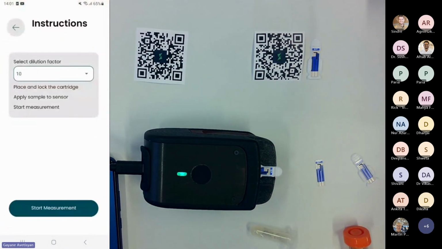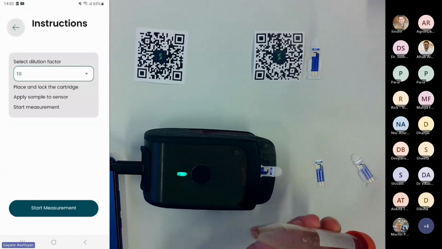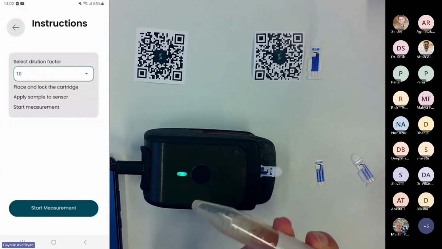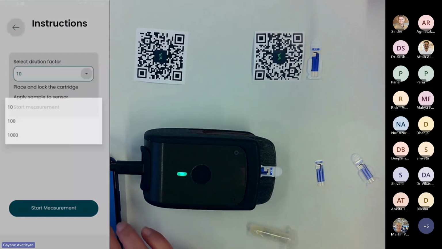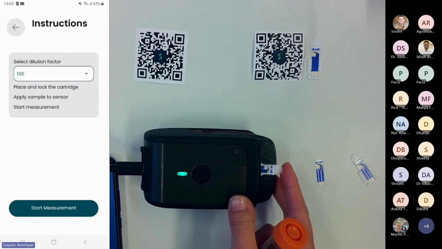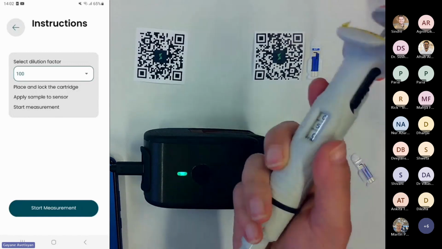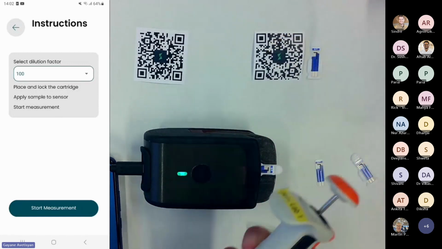Now the app shows the instructions and tells what to do. The first thing I need to do is select the dilution factor. This solution that was prepared yesterday is chili powder mixed with a buffer at a 1:100 ratio, so I will choose 100 from the list. Then it says place and lock the cartridge, which I already did. Now I need to apply the sample to the sensor. I will apply 50 microliters.